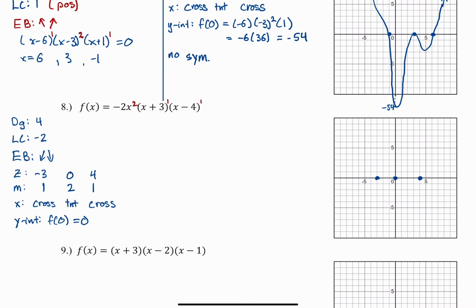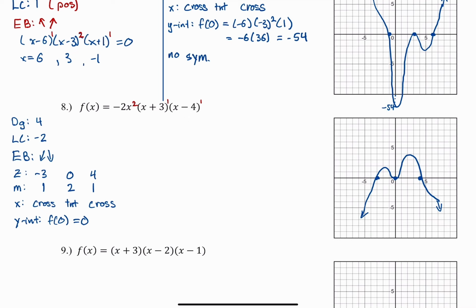My y-intercept is the same as my x-intercept. I'm going to fall to the left and fall to the right. So I'll go ahead and cross through the first 0. Don't care about that max. Come down, touch and turn. Don't care about this max. Come back down. And there is our graph in a smooth continuous curve.